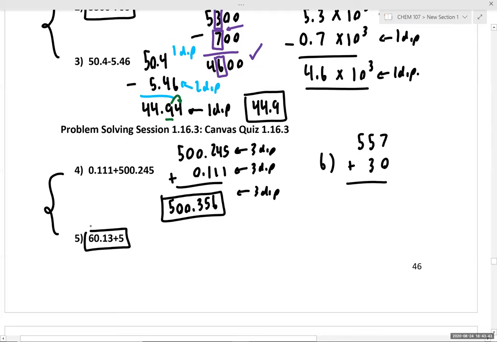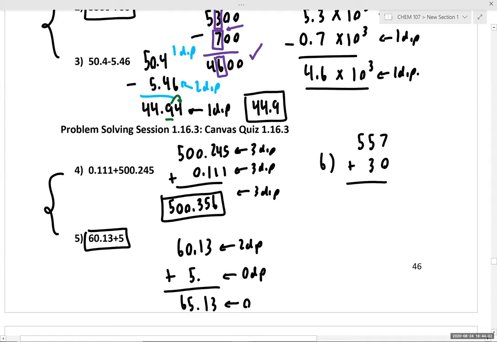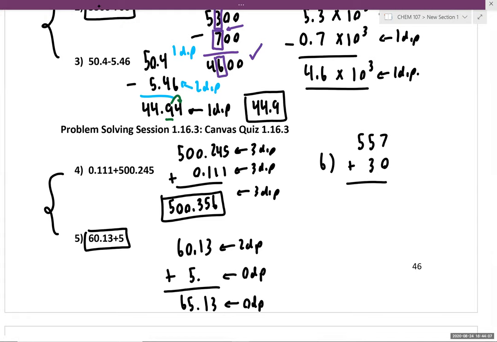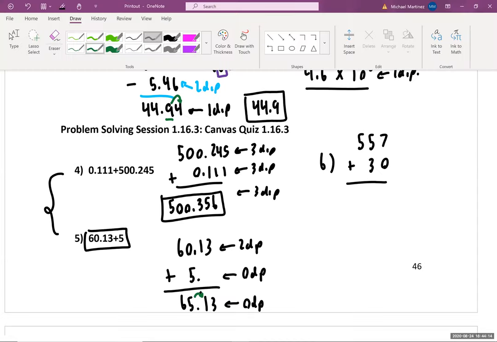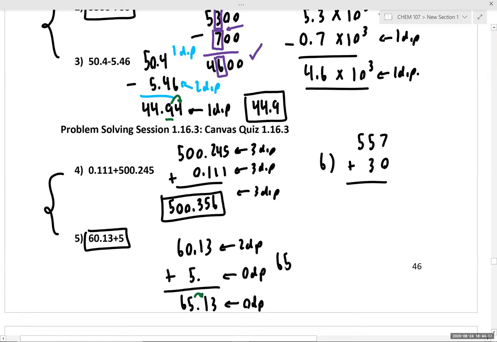Let's look at this next example. So we have 60.13 plus 5. We're going to put a decimal point at the end of 5. Adding up our numbers, we have a number with 2 decimal places and a number with 0 decimal places. So that in turn gives us 65.13. We round this to 0 decimal places. To do that, we look 1 space to the right. We see 1 is less than 5, so we round our final answer to 65.